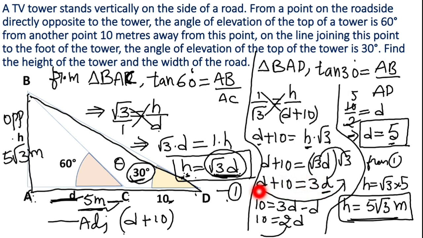We have to find D. So move this D to the right side. Then we get 10 is equal to 3D minus D. So 3D minus D is nothing but our 2D. So 10 is equal to 2D. That means D is equal to 5. That means width of the road is 5 meters. And from equation 1, we know that H is equal to root 3 into D. Instead of this D, we can write 5. So H is equal to root 3 into 5, that is 5 root 3. Like this, we have to solve the problem. Okay. Now, see the next problem.